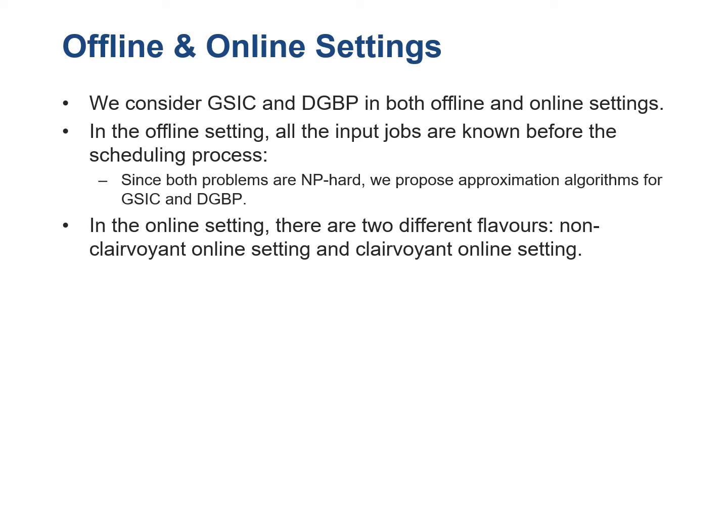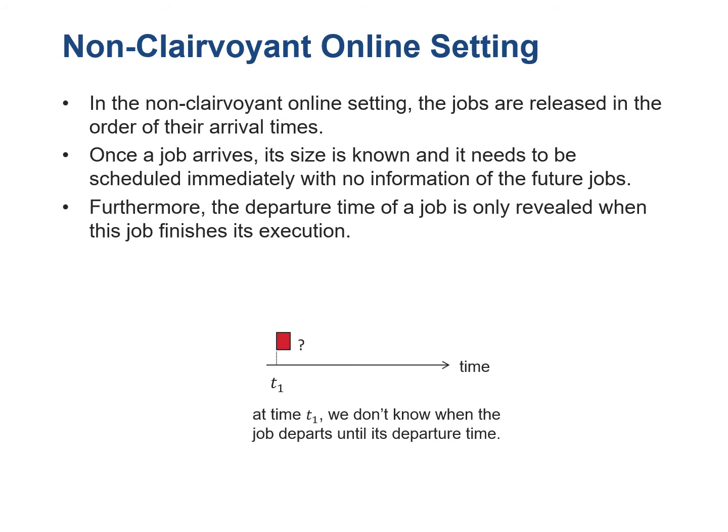We consider the problems under both offline and online settings. We focus on proposing approximation algorithms for the problems in the offline setting, and in the online setting, there are two different flavors, non-clairvoyant online and clairvoyant online. We first talk about the definition of the non-clairvoyant online setting. That means the jobs are released in the order of their arrival times, and once a job arrives, its size is known, but its departure time is not known. Under such a situation, each job still has to be assigned to a machine at its arrival immediately with no information of future jobs and even its departure time.